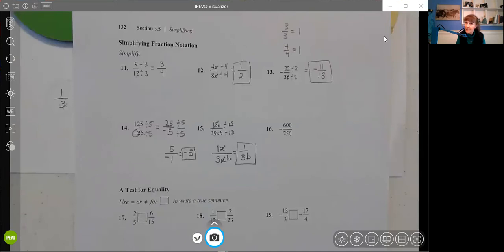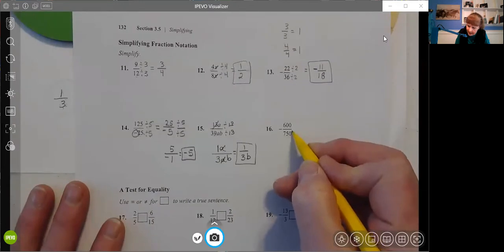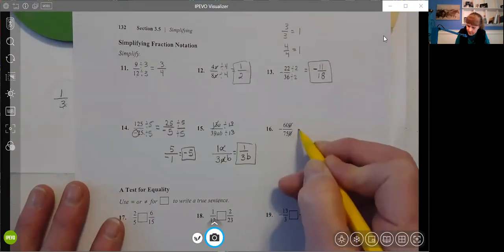Okay, let's look at 16. Well, both of them end in a 0, so I could divide them both by 10. An easy way to do that when you divide by 10 is you can just cross off those zeros.